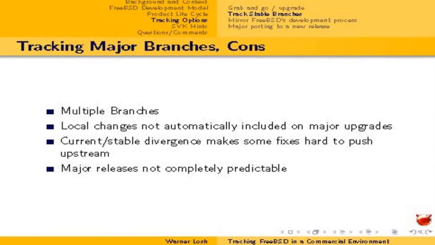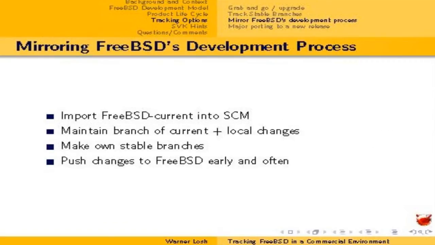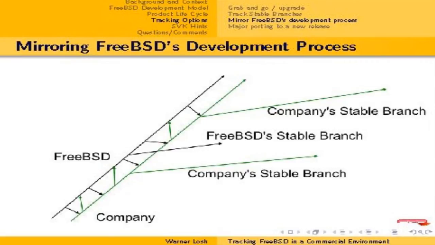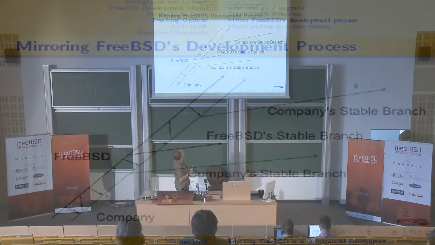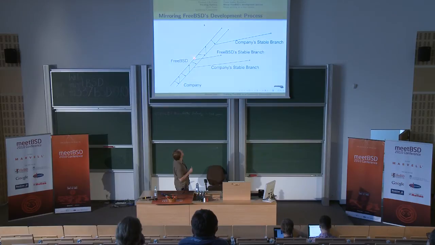So the other method is mirroring FreeBSD's development process. And that's described as this diagram that's also green and black that you can't tell the difference between. But this is FreeBSD's development. This is the company's development. This is FreeBSD current. And so you import often from FreeBSD current. You also push your changes back in as quickly as you can for the changes that aren't your intellectual property. And that keeps these two lines from diverging too much.